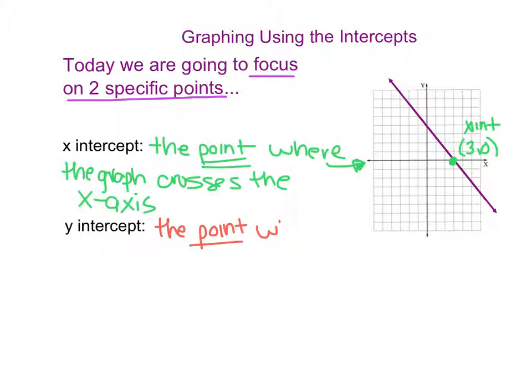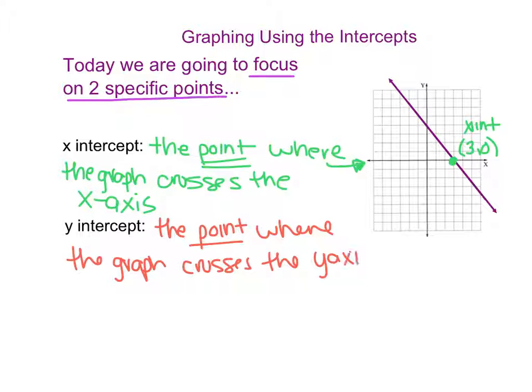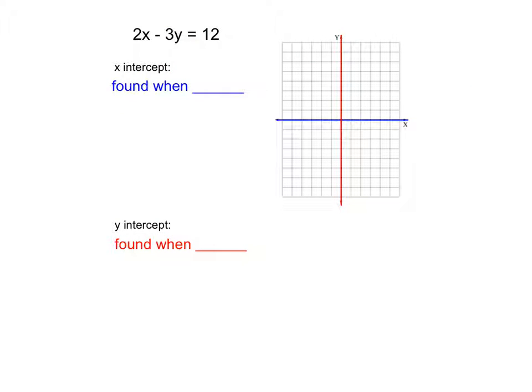Now on the flip side, the y-intercept is also a point, where the graph crosses the y-axis. Remember, the y-axis is our vertical number line here, and the y-intercept is where we cross the y-axis, which we can see right here in our point in red, where x is 0 and y is a positive 4. So what we're going to focus on in this lesson is how we can find the x and y intercept in different ways, and then how we can plot those 2 intercepts and use them to create an accurate graph of our line.